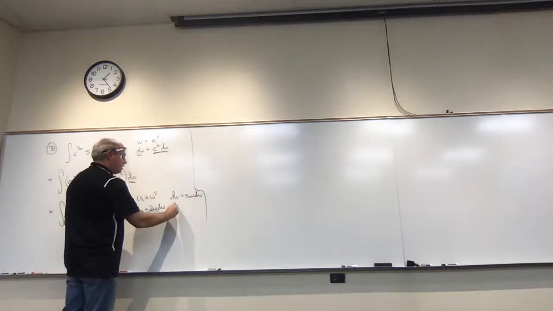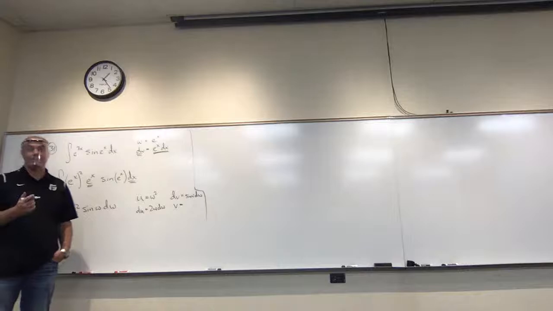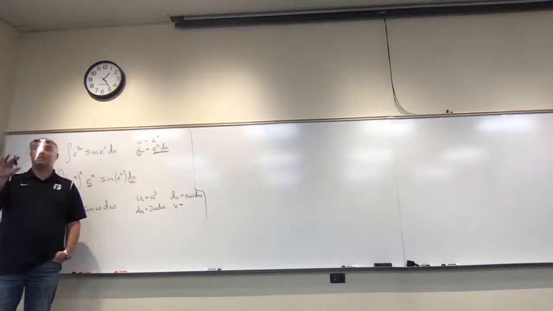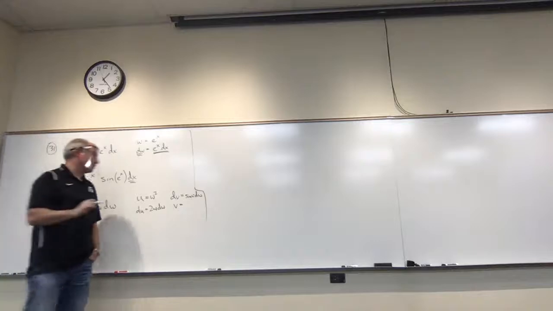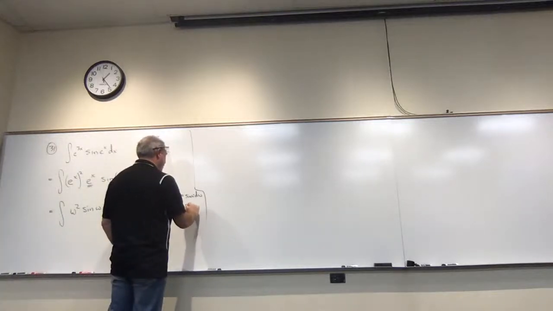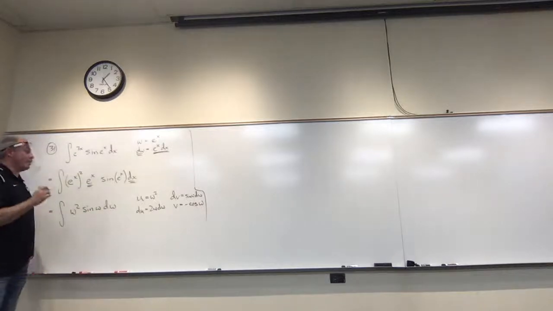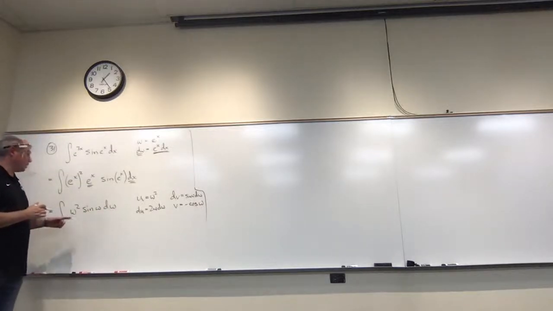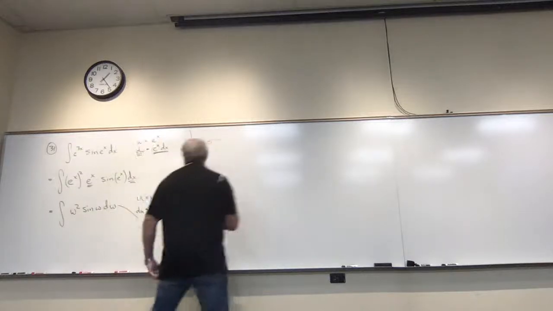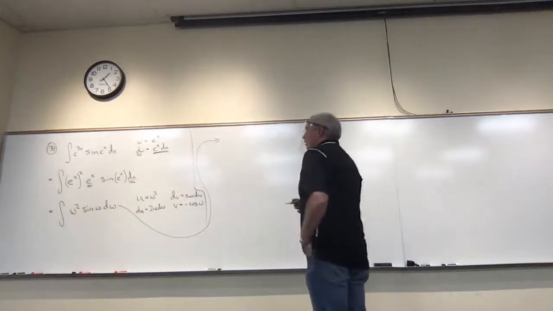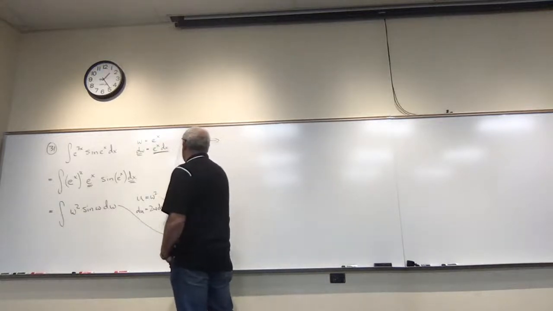And then v is, let's see, so I need an antiderivative of sine. So whose derivative is sine? Negative cosine. That's right. So negative cosine of w. Okay, now we can use integration by parts on this thing. So let's go up here. And we can rewrite this as u times v.